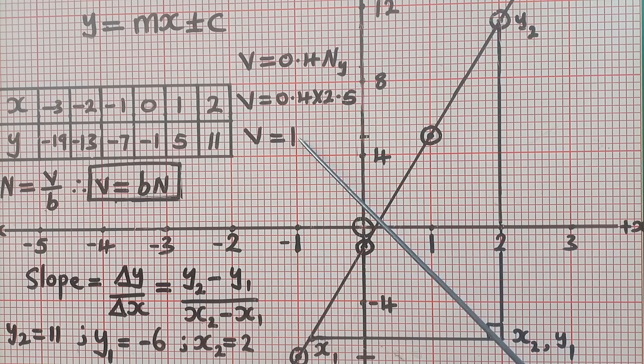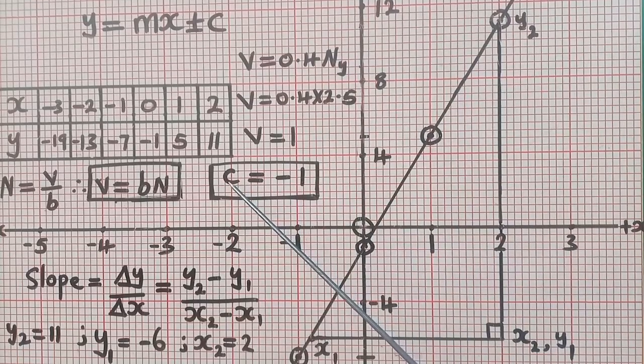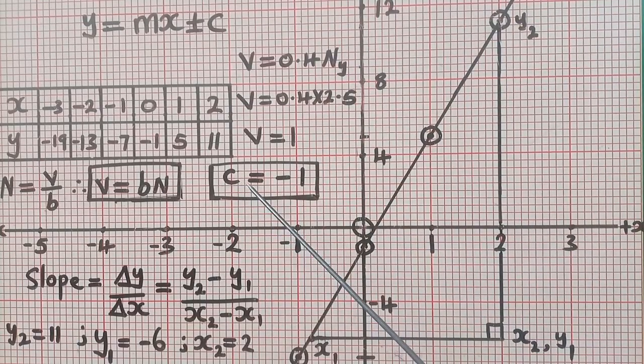Please, is this 1 just plus 1 or minus 1. Notice that this 1 is below origin, therefore it is minus. At this point, we write that the intercept is equal to minus 1. See it here. The value of the vertical intercept, that is C, is equal to minus 1.